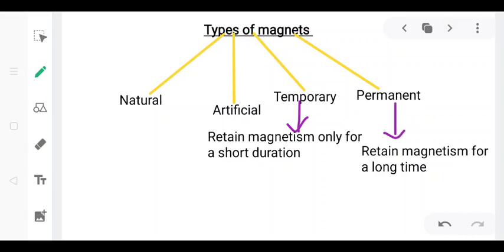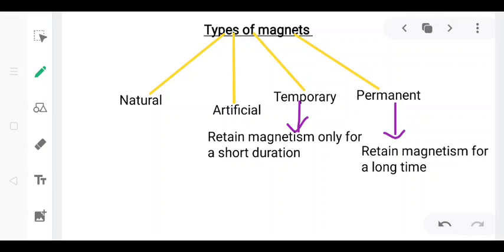Next is types of magnet. There are different kinds of magnet, like natural magnet. What are natural magnets? Natural magnets are the magnets which are found naturally. For example, lodestone or magnetite is a natural magnet. Next is man-made. The magnets which are made by human beings are known as artificial or man-made magnets.